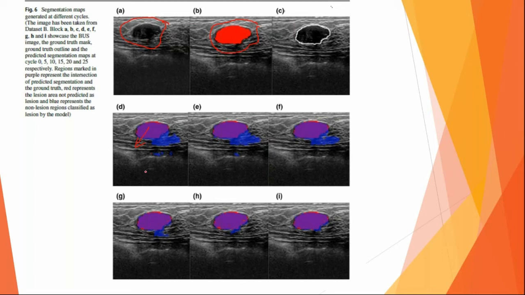So in this case, the discriminator has 1. But as it passes through different iterations or cycles, eventually the generator understands and starts to predict good segmentation outputs which are closer to the ground truth and fool the discriminator. So you can see here, we took various cycles and plotted those outputs, and you can see how the discriminator and generator compete with each other to give you a better segmentation output.